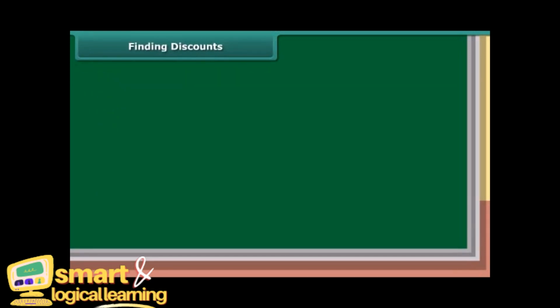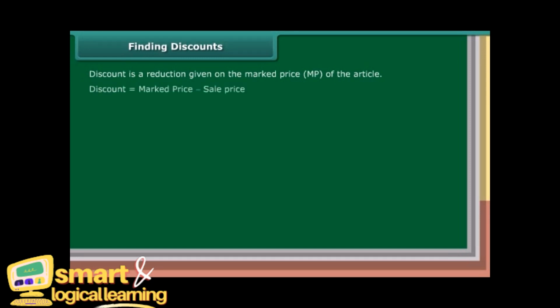Finding discounts. Discount is a reduction given on the market price MP of the article. Discount is equal to market price minus sale price.